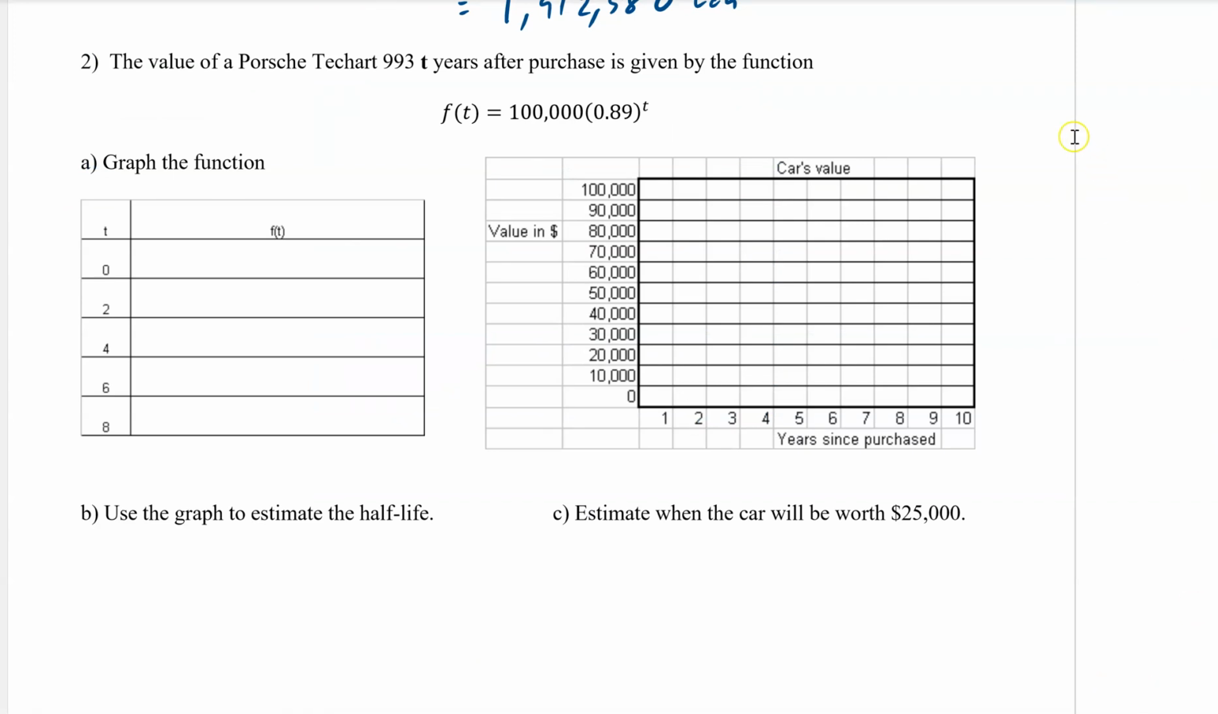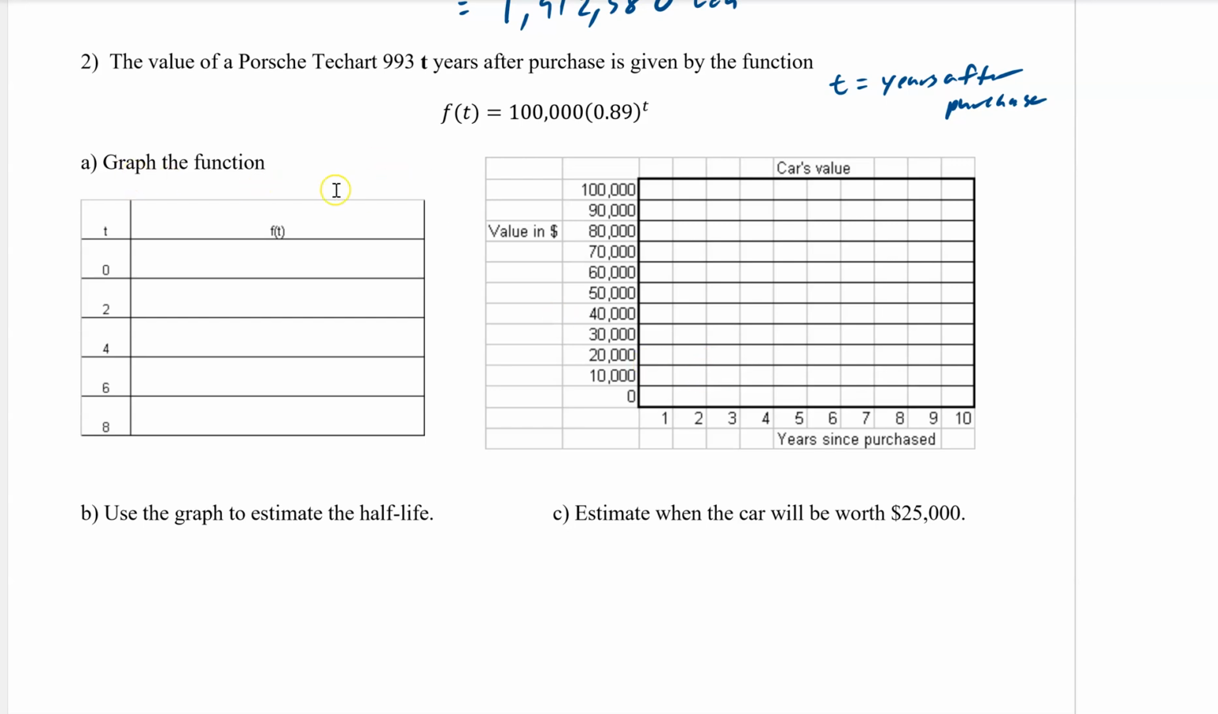Let's do the exact same thing. So it says the value of a Porsche 993 Techheart T years after its purchase, where T equals years after purchase, is given by this function. So we don't know our initial year. It could be purchased in 1996 or 1997. We don't really know, 1998. But we're just saying that this is the number of years after purchase. This is 10 years after it. So that would be like 2008 if it was purchased in 1998.